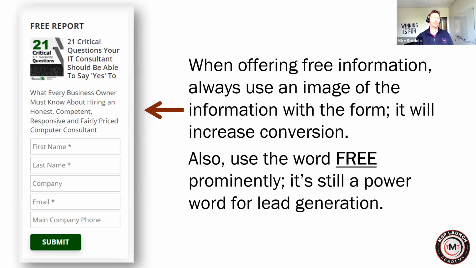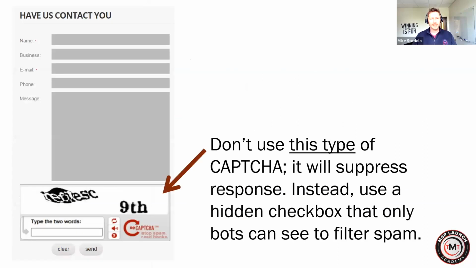But especially if you want an address, also be careful what you ask for. Name, company, and email is great. Main company phone, you can ask for it. I wouldn't make it required, because if you have their name, company, and email, you can definitely find the phone number as a whole. And most people aren't giving you their cell unless there's a reason for that.